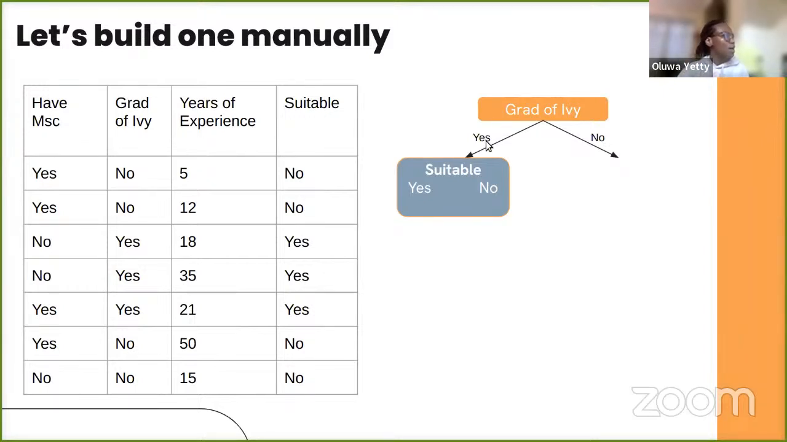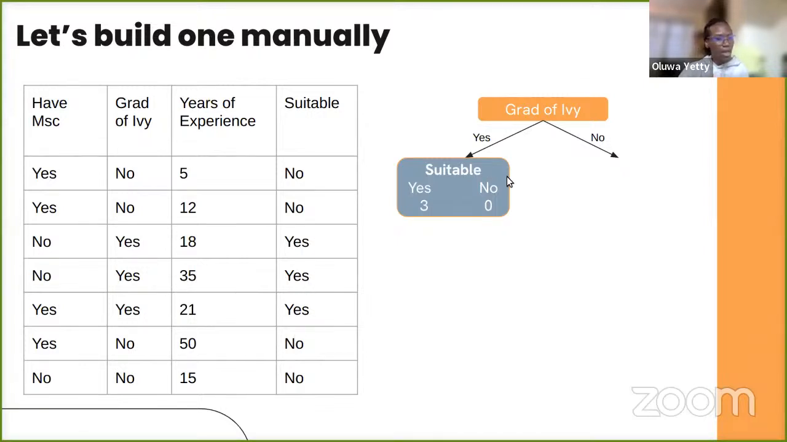So I check if they're a grad of Ivy. I have some data points. Yes, they are, and suitability is yes. That's one yes. Another yes, they are, and suitability is yes. Another yes, they are, and suitability is yes. So what I have here is 3. And if we check whether there is any grad of Ivy where the suitability is no, the answer is 0, because we don't have any of that.